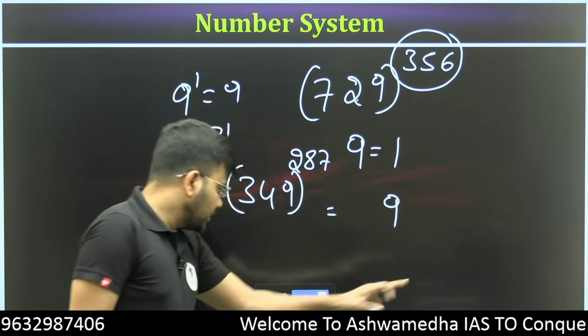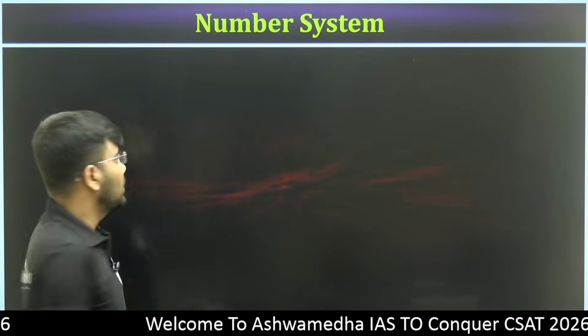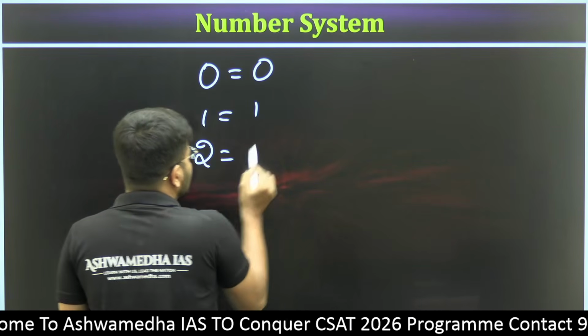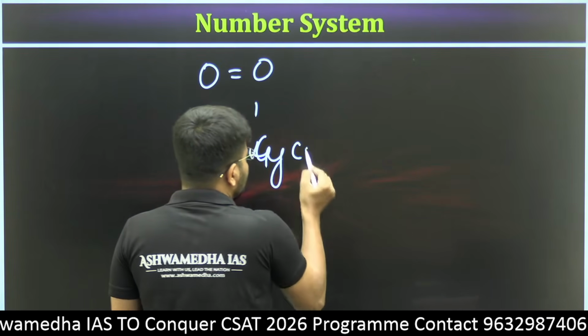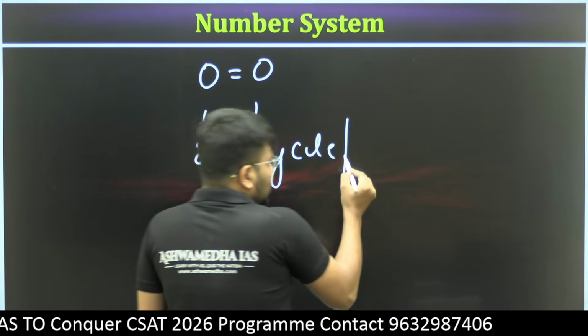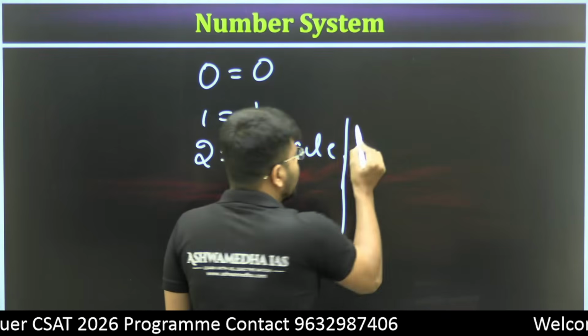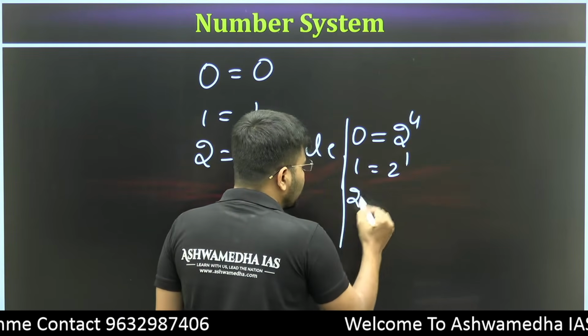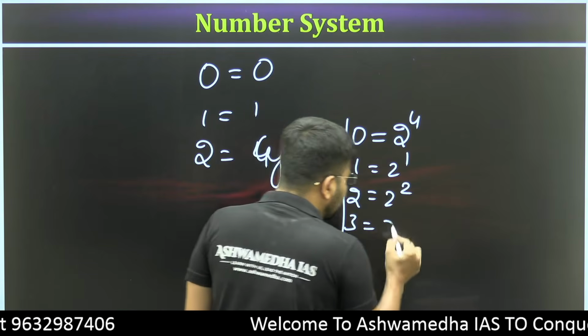So you got the unit digit from 0 to 9. Once again, if it is 0, it stays 0. If it is 1, it stays 1. If it is 2, it repeats in a cycle of 4. You will divide the power by 4. If 0 is the remainder, 2 power 4. If 1 is the remainder, 2 power 1. If 2 is the remainder, 2 power 2. If 3 is the remainder, 2 power 3.